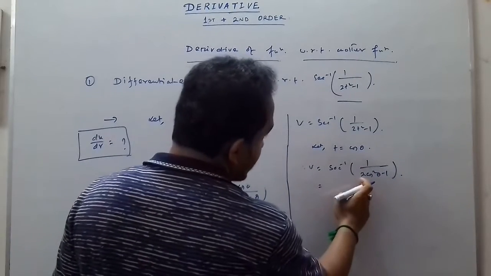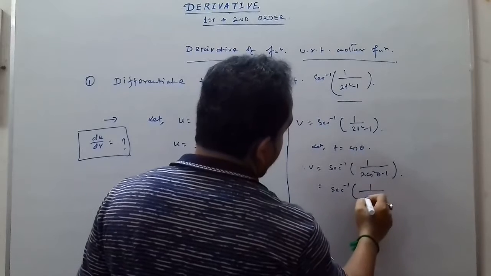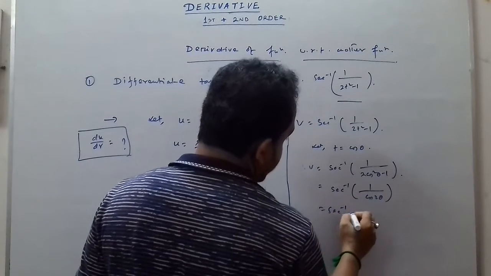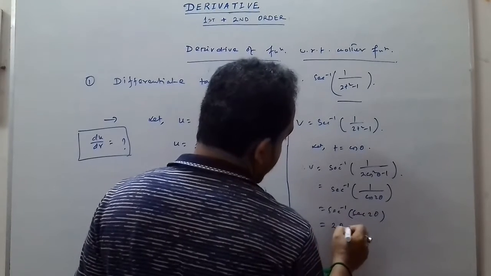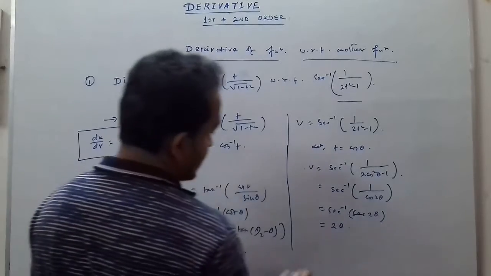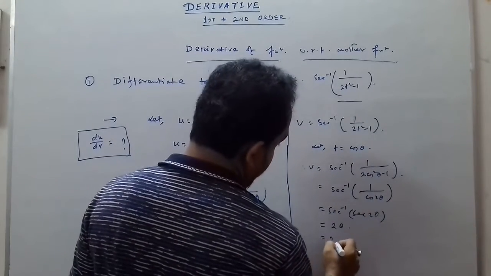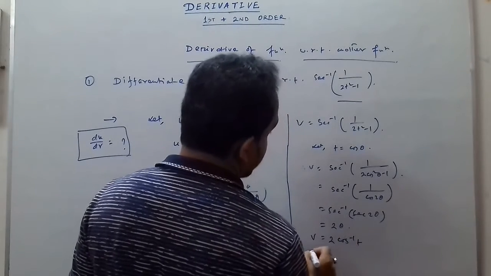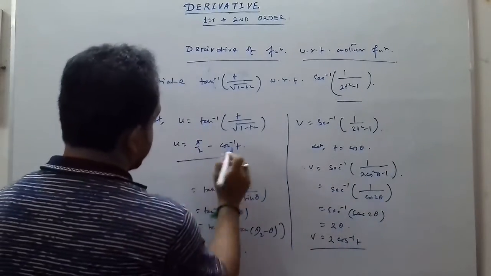Now, as you know, 2 cos square theta minus 1 is equal to what? It is equal to cos 2 theta, that is sec inverse of sec 2 theta. Sec inverse cancels, we get 2 theta. Now theta means cos inverse t, that is 2 into cos inverse t. This is v. So we got v is equal to this and u is equal to this.